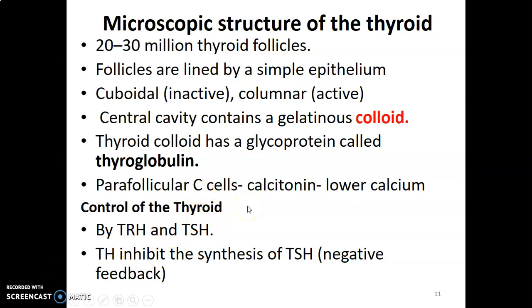What controls the secretions by thyroid gland? The hypothalamus produces thyroid releasing hormone that causes the anterior pituitary to produce thyroid stimulating hormone. This travels in blood and makes the thyroid to produce thyroid hormone.